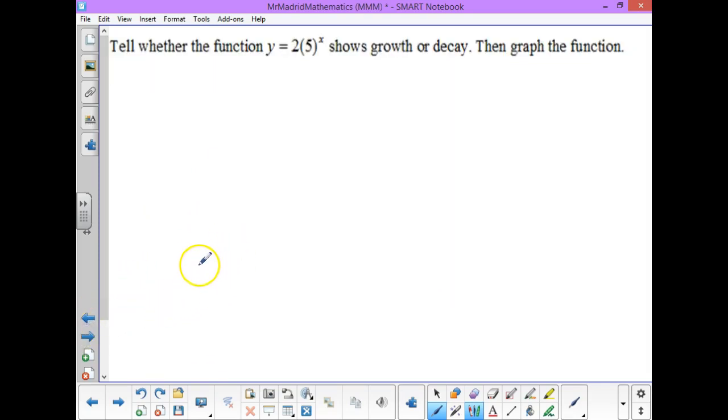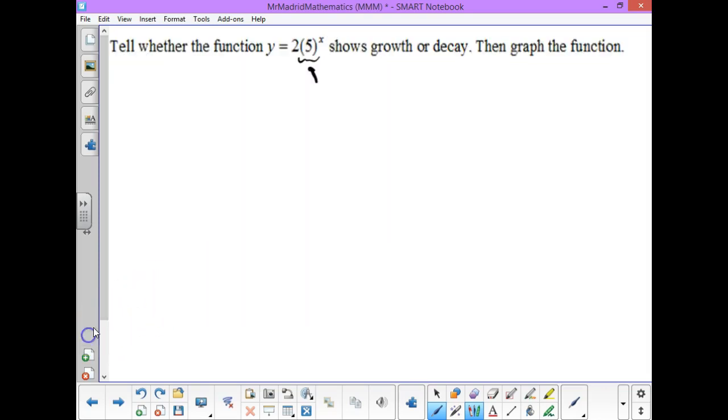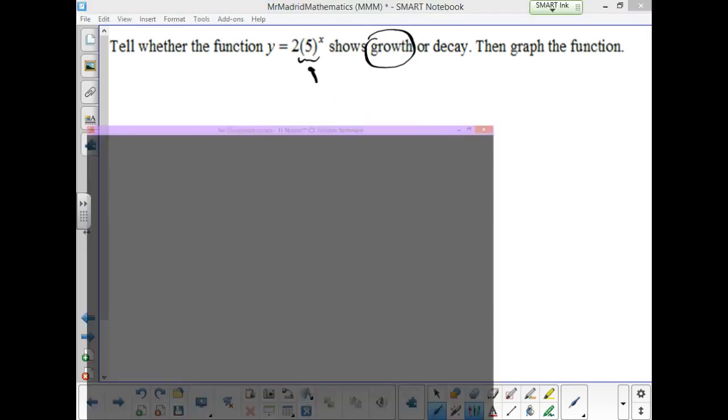Alright, so this one says tell whether the function y equals 2 times the quantity 5 raised to x shows growth or decay, then graph the function. Alright, if you have good notes, this here is the base, not the initial amount, and this is going to indicate whether you have growth or decay. So, as a reference, I'll notice that so long as b is greater than 1, I have growth. So I'm gonna circle growth there. Okay, it says graph. That shouldn't be too bad.